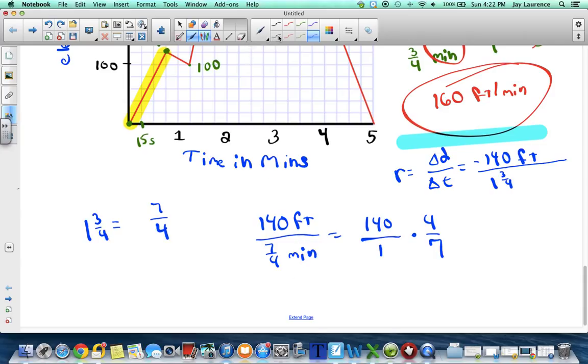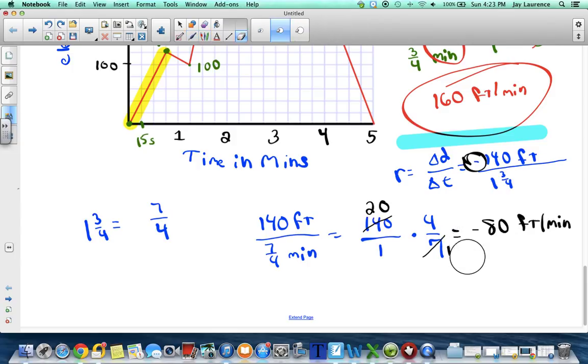Remember, to divide by a fraction is the same as to multiply by the reciprocal. And then Wonder Woman shows up. And 7 goes into 7 once, goes into 140 20 times. 20 times 4 is 80. I'm going to call it a negative 80 because it was going downward. So it's descending at a rate of 80 feet per minute. Now, if I'm going to say descending, I probably won't put the negative there. If I'm going to say it's changing by negative 80 feet per minute, I'm telling the reader it's going down and it's going down fast.